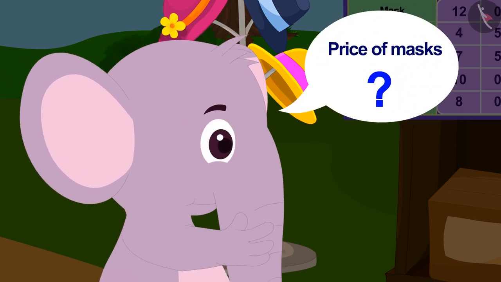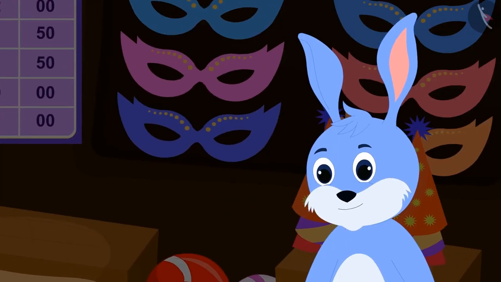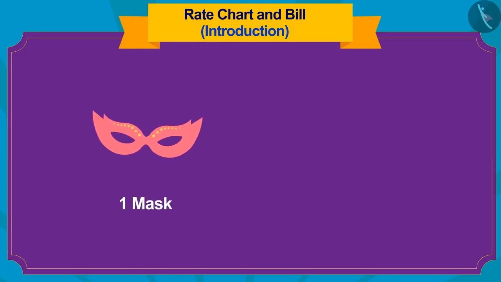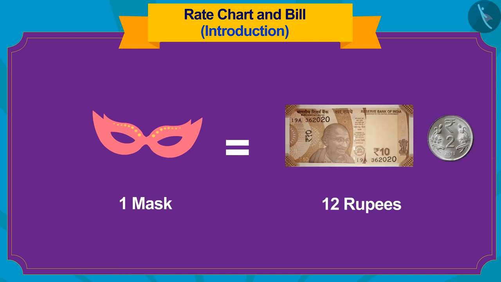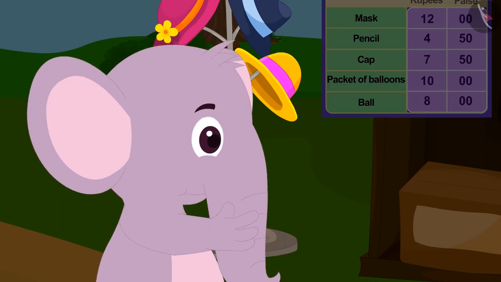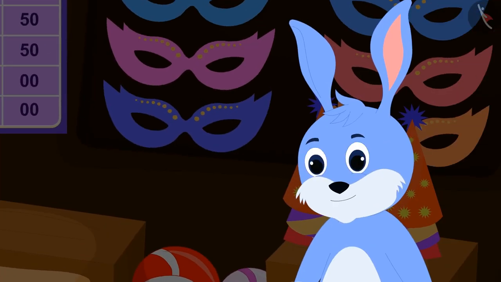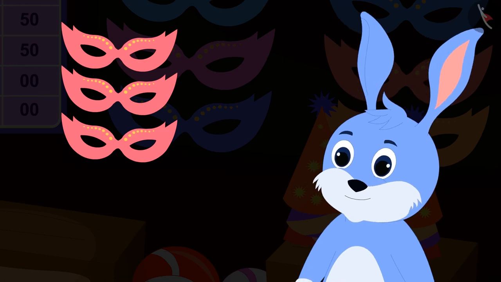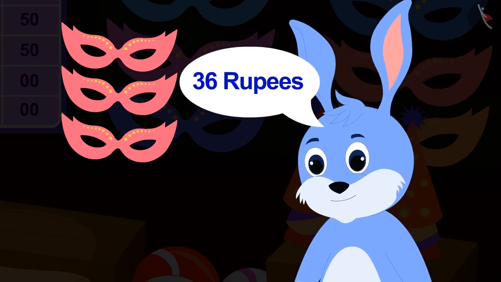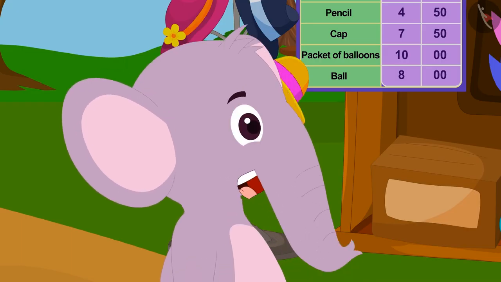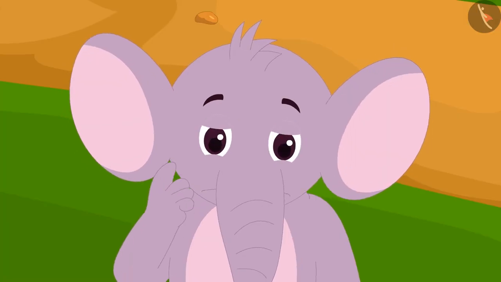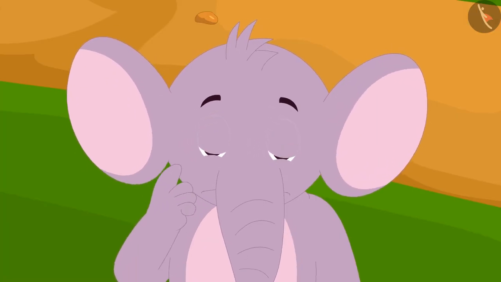Appu first asked Bunny the price of the mask. Bunny told him that one mask is for 12 rupees. Appu asks for 3 masks from him. Bunny told him that 3 masks would be for 36 rupees. Appu was shocked. He did not understand how Bunny found this out.